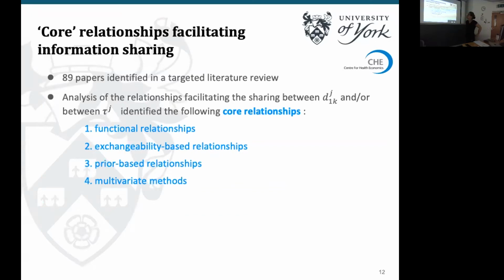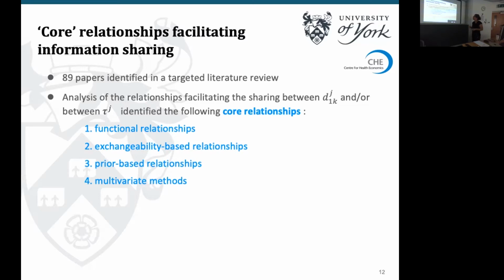So we've reviewed NMA papers, so network meta-analysis, again, to try and constrain and manage the literature review, because obviously sharing of information is really not something that's explicitly stated in these papers. So what George has done was to look through papers reporting network meta-analysis models. And he identified 89 papers where some form of sharing was used.